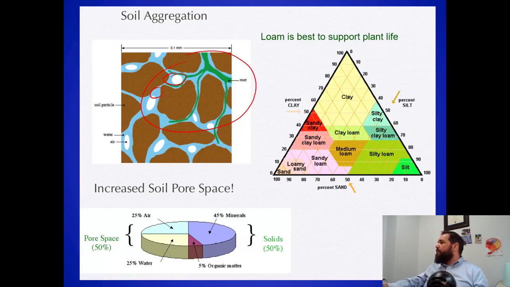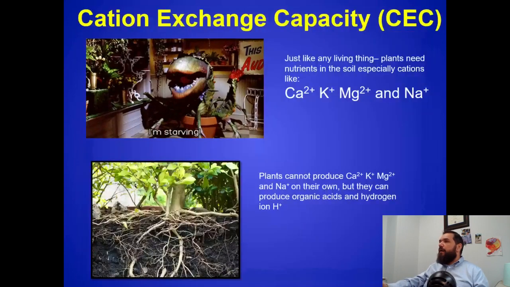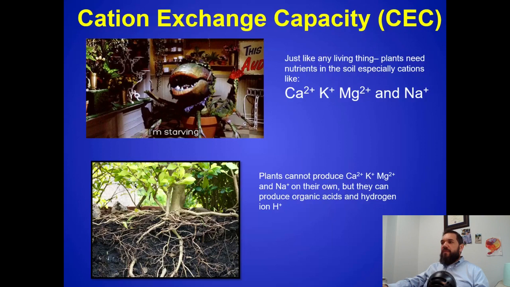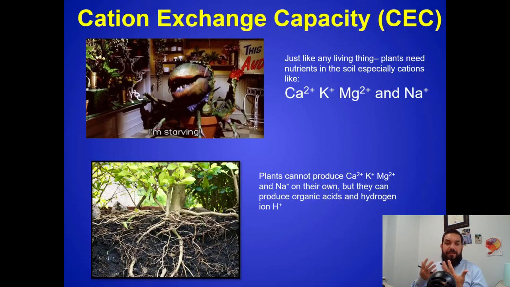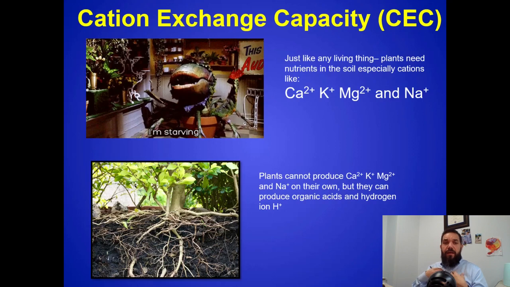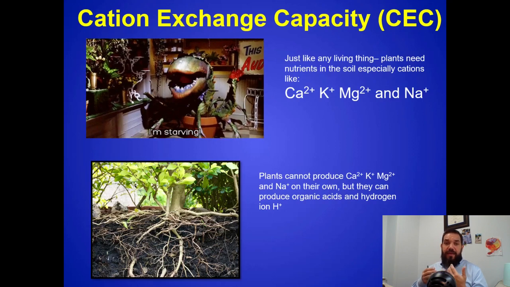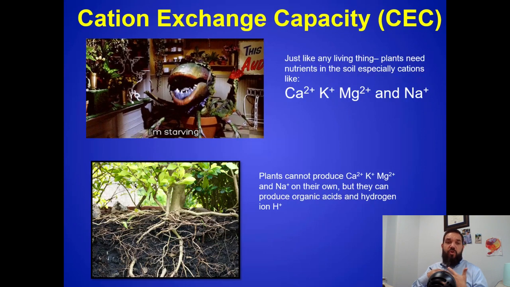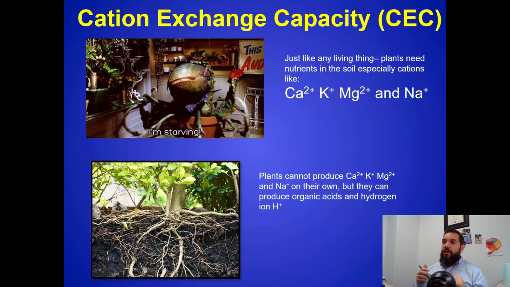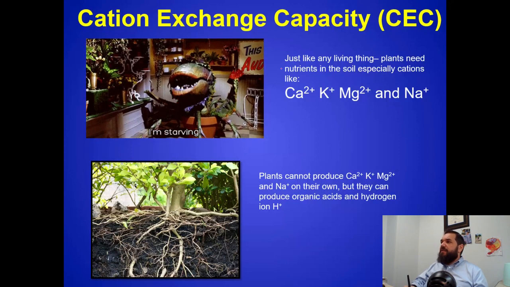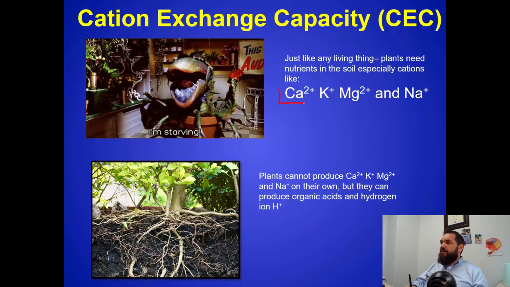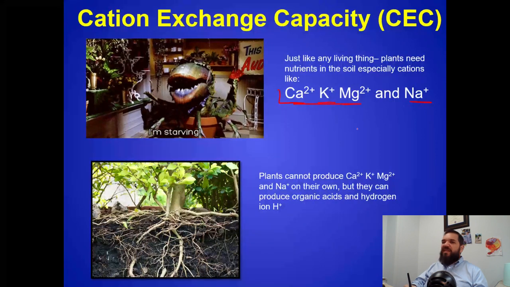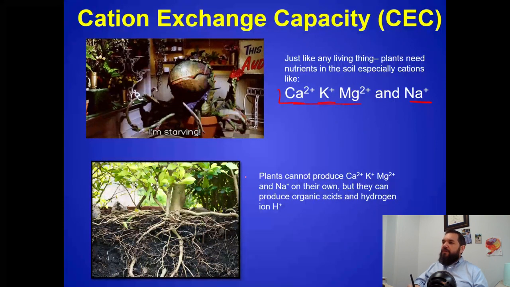All right, we're going to go on to a new topic here. It's called cation exchange capacity, CEC. And again, it gets back to this idea that plants need nutrients to survive, just like you and I. There are certain minerals and elements that they need, just like you and I need. And they're going to get those a lot of times from the soil, right? They're going to extract it from the soil. So just like any living thing, plants need nutrients. Especially what they need are calcium, potassium, magnesium, and sodium. Okay, so those are the things that they need from the soil, among other stuff.